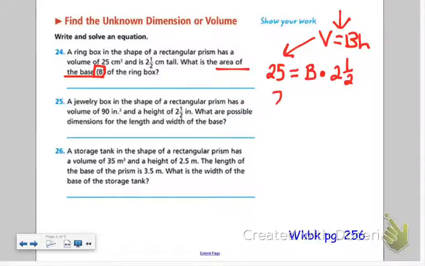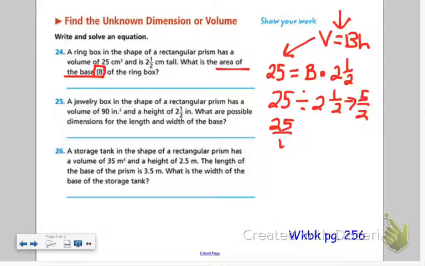In this case, I have to do 25 divided by 2.5. So let's do this. 25 over 1. And 2.5 is going to become 5 over 2 when I turn it into an improper fraction. So I have 25 over 1 times the reciprocal, 2 over 5. Don't forget, with division, we're actually multiplying by the reciprocal. And then we can do the multiplication. 25 times 2 is 50, 1 times 5 is 5, and 50 divided by 5 is going to give me 10. That means that the area of the base is 10 square centimeters.